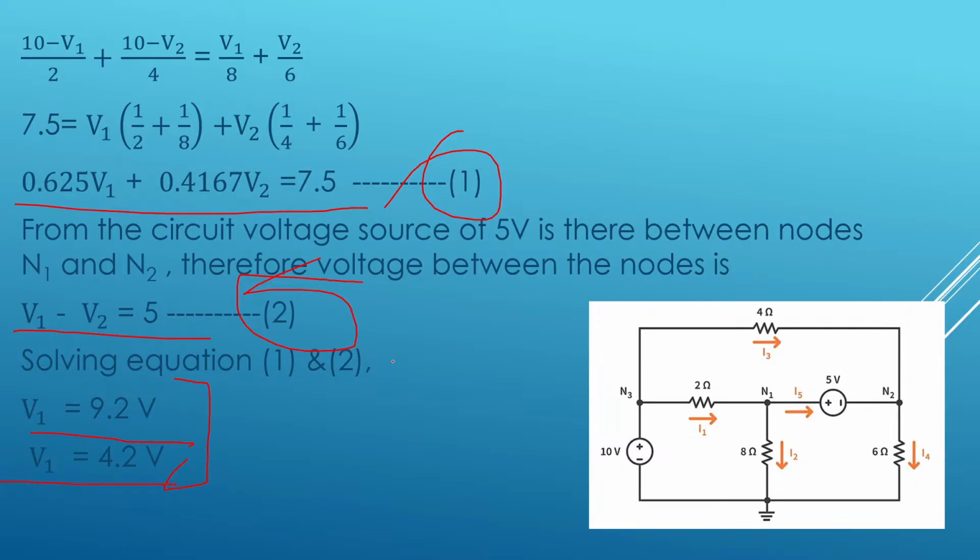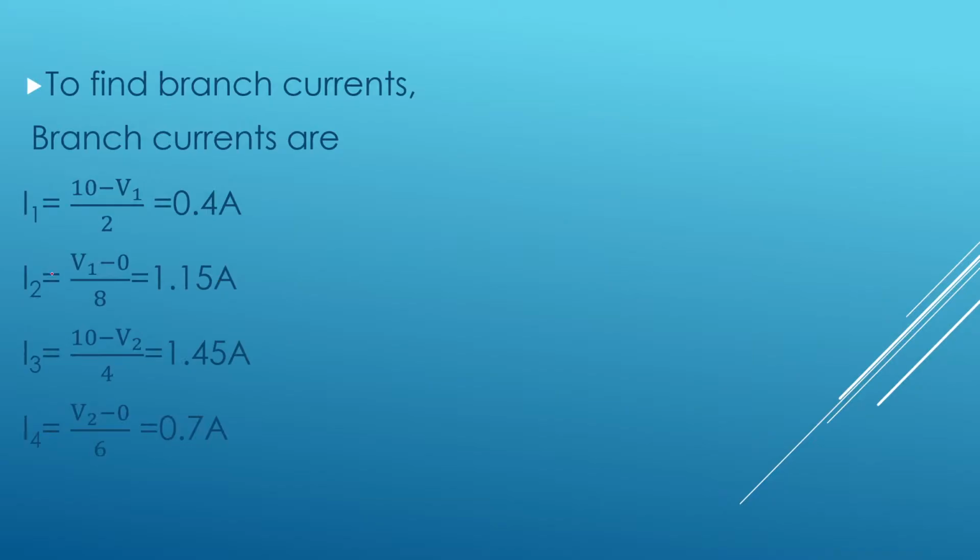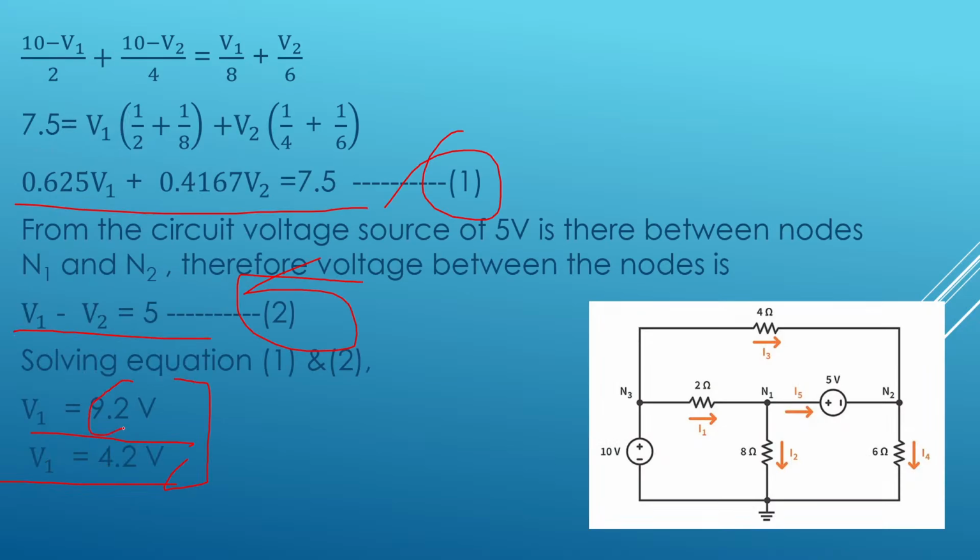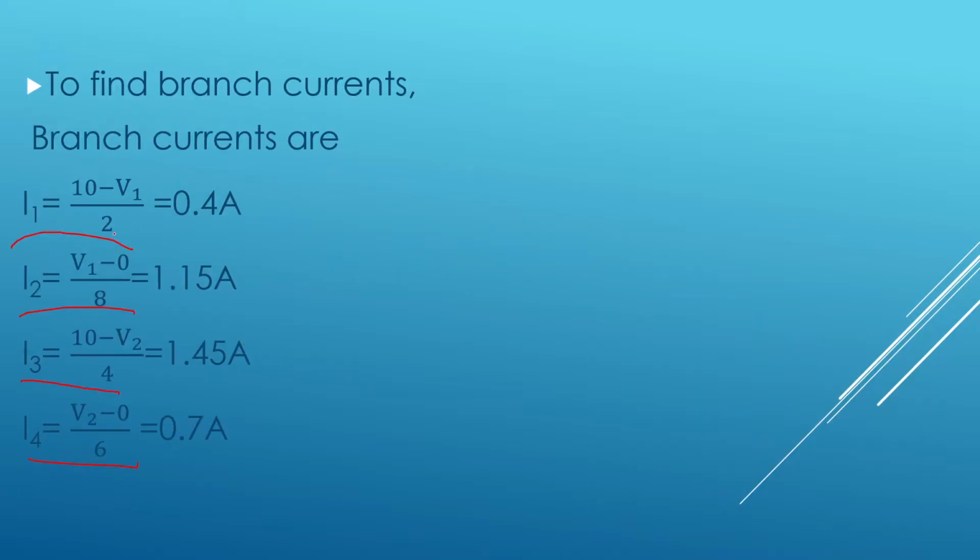So I have got V1 and V2, but in the question they have asked us to determine the branch currents. I already wrote the branch current equations: I1, I2, I3 and I4. I1 was 10 minus V1 by 2. V1 is 9.2, so 10 minus 9.2 divided by 2, you will get 0.4 amperes.